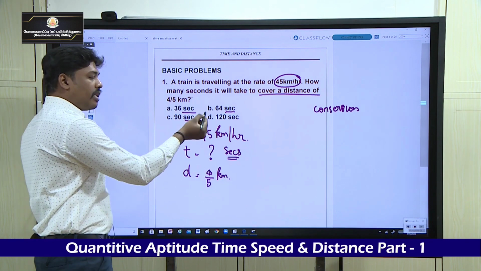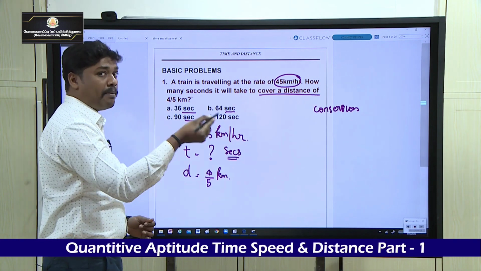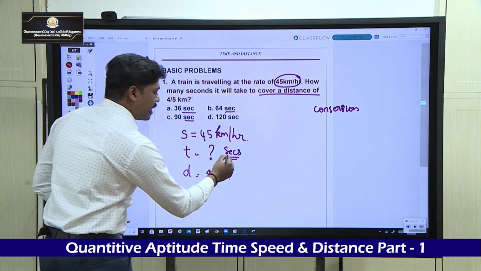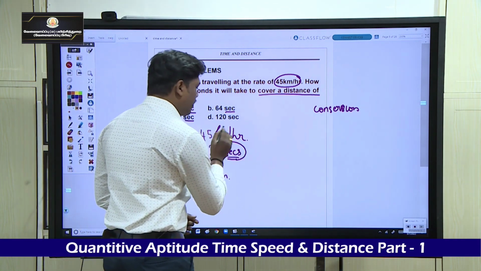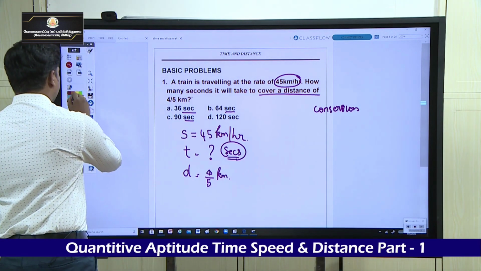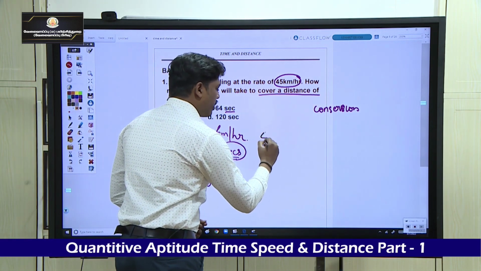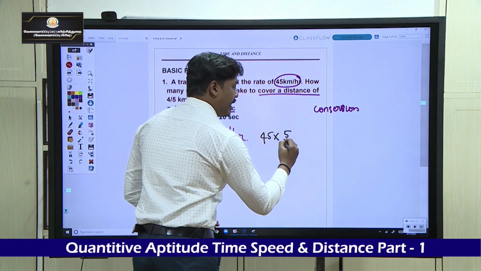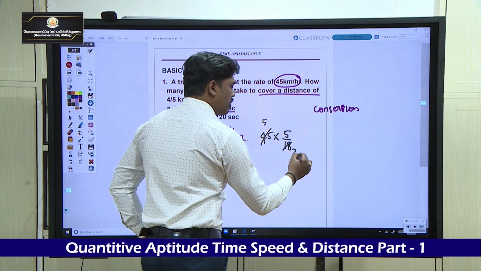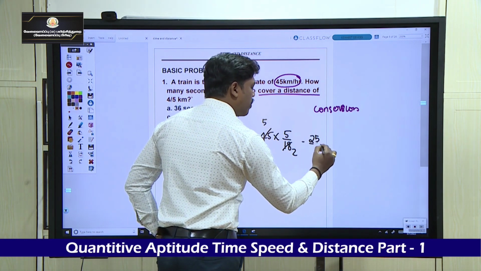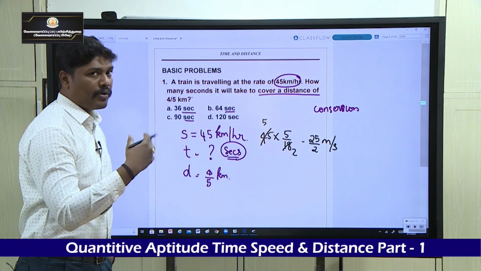So the speed they have given in kilometer per hour, and the distance they have given in kilometer. We are asked to find the time, not in hours but in seconds. So we have to convert everything here. First convert the speed. How will you convert? Kilometer per hour to meter per second. So 45 into 5 by 18. 9 5s are 45, 9 2s are 18. So what I am getting here is 25 by 2 meter per second. That is the speed of the train after converting.